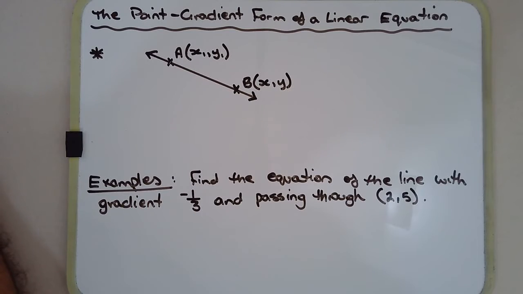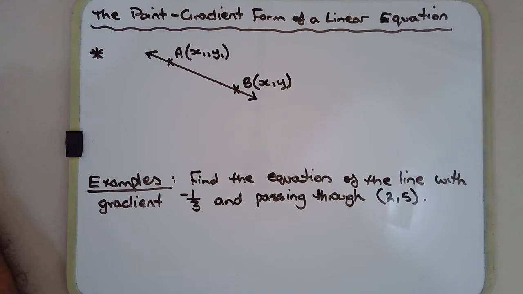In this video, we're going to introduce yet another form of a linear equation. This time, it's point gradient form. Okay, so we've looked at gradient intercept form, this is y equals mx plus c. We've looked at general form, which is ax plus by plus c equals 0.